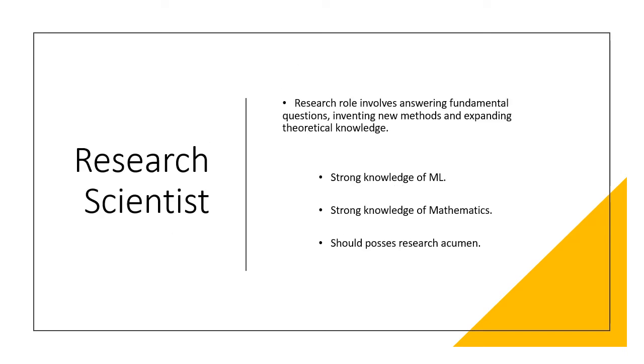Whatever roles we have seen till now are on the applied research side, and for someone who has a very good academic background in ML, say if they have completed their PhD, they will be looking at roles like research scientist. So a research scientist is someone who tries to basically invent new methods, and they try to expand the theoretical knowledge that is available out there. So they are supposed to have a strong knowledge of machine learning, both theoretical and practical. They should also be good at mathematics, and they should definitely have that research acumen.